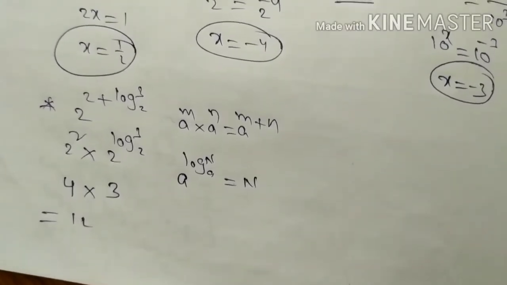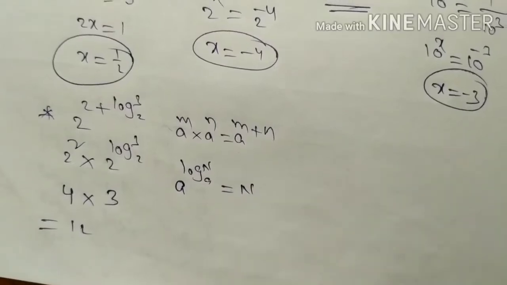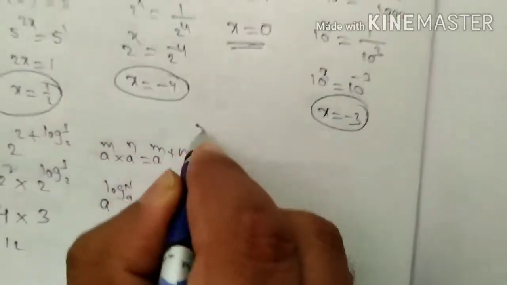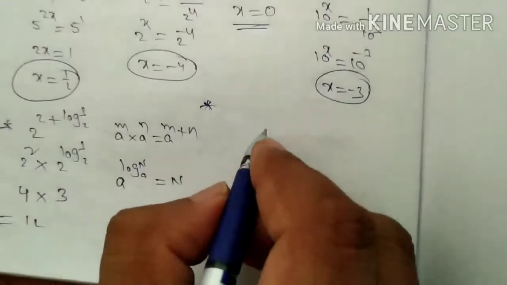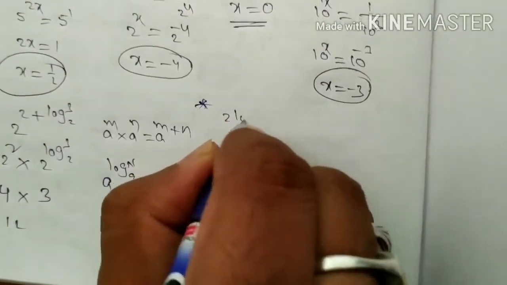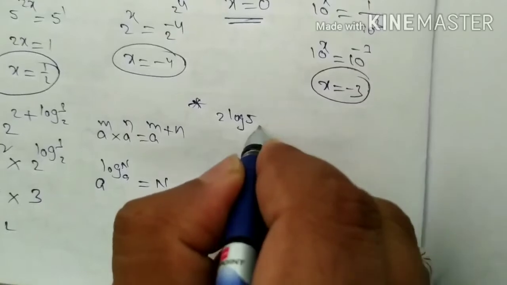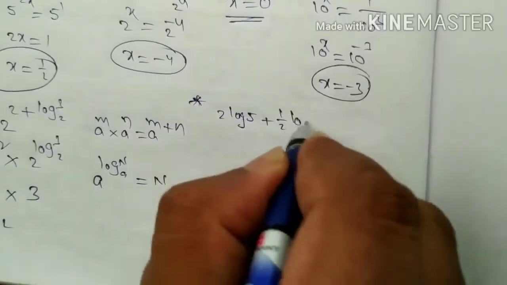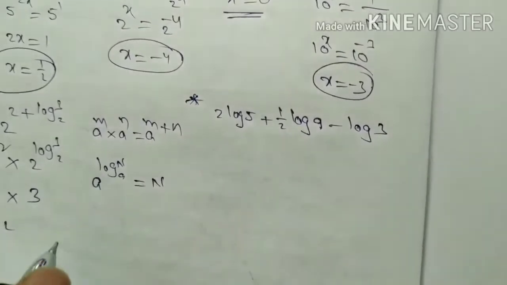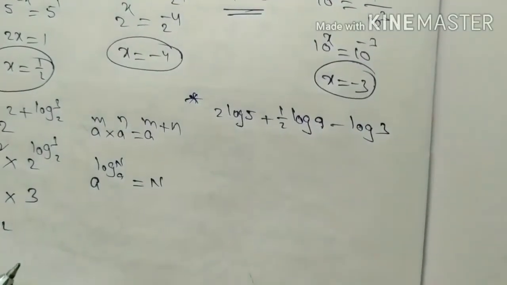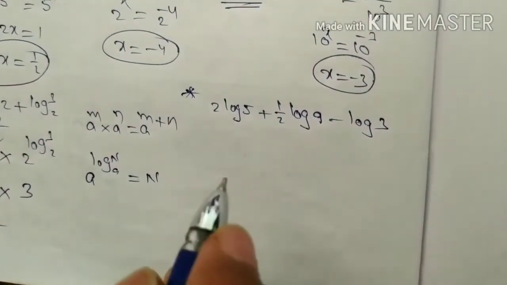Okay. Next, more logarithms they will give. We have to write in single logarithm. How to write? For suppose, 2 log 5 plus 1 by 2 log 9 minus log 3. This is the question. How to write in single logarithm? Here 3 logarithms are there. We have to write in single logarithm.